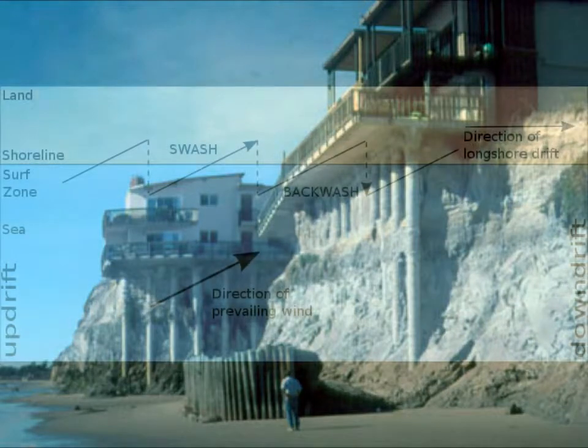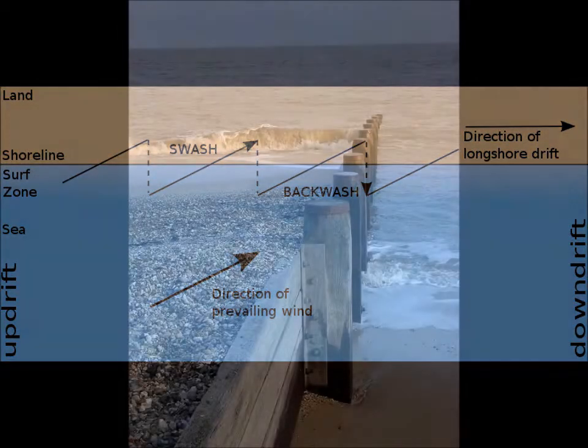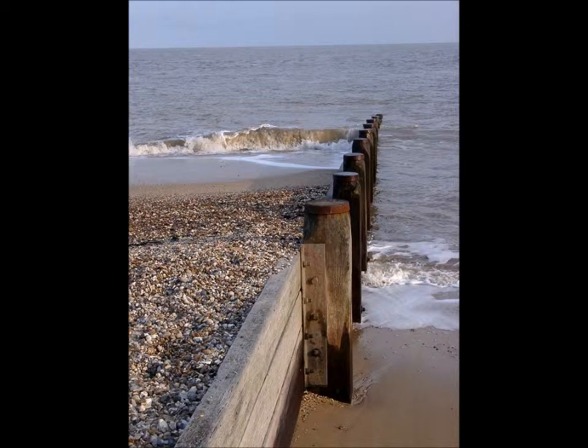Where the swash comes in at an angle, it moves sand and shingle sideways up the beach. The backwash, however, tends to come straight down the beach. When this happens hundreds or thousands of times, sand or shingle can be moved long distances along a beach in what is called longshore drift. People sometimes build groins to prevent longshore drift from moving beach material away.